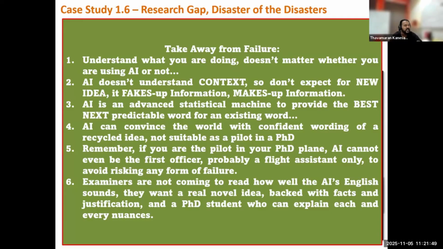So AI doesn't understand context, so don't expect a new idea. It makes up information. AI is an advanced statistical machine that provides the best next predictable word for an existing word.